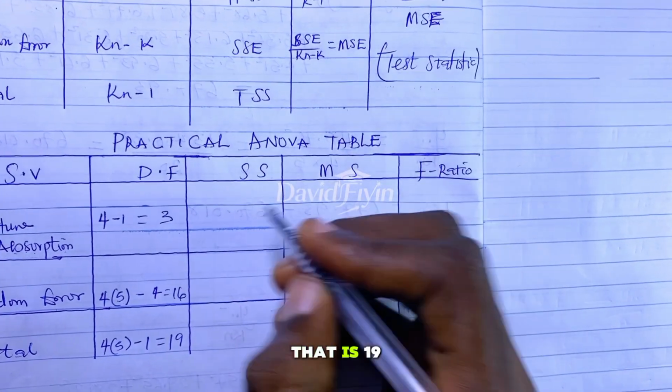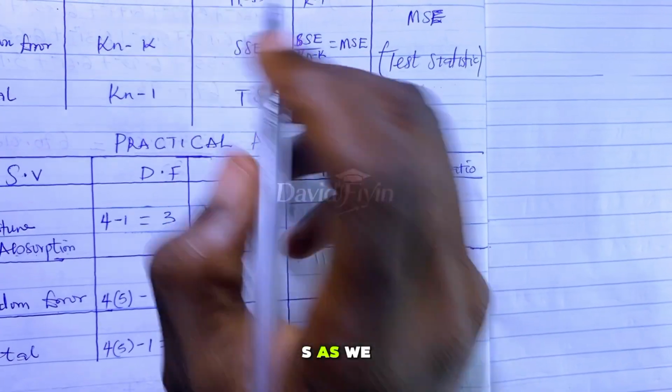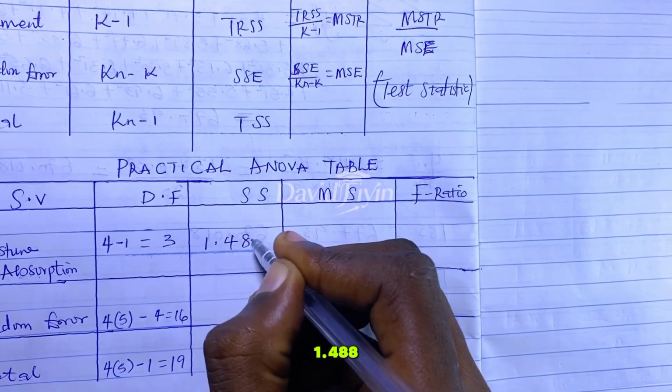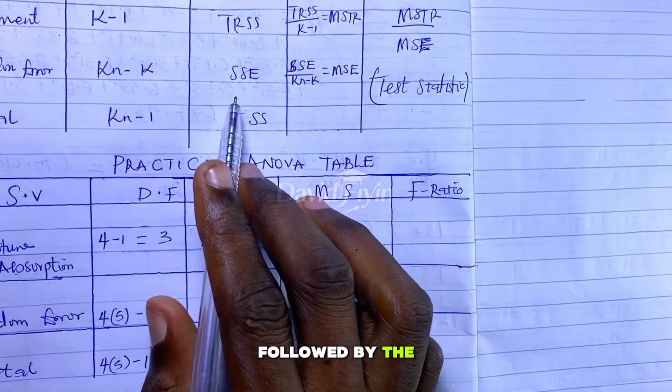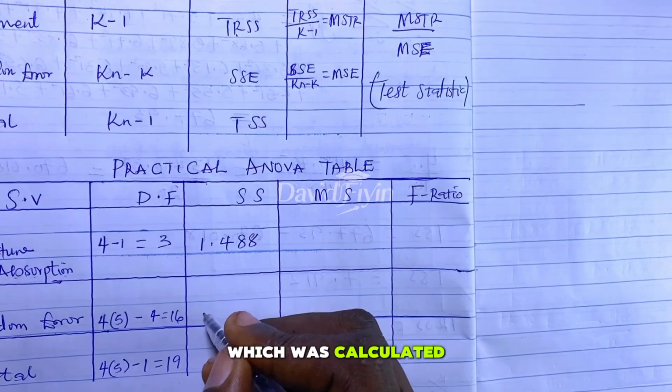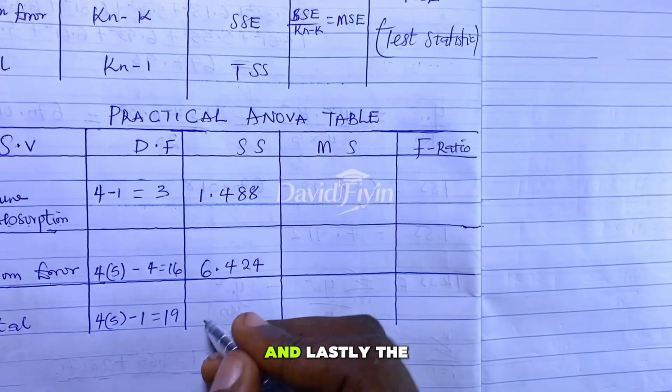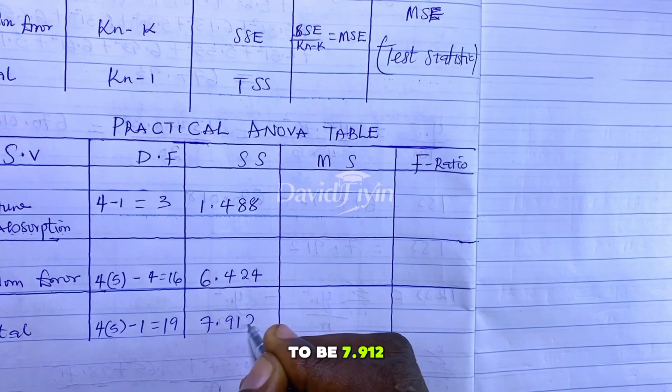For the sum of squares, the first one, which is the TRSS, as we have calculated earlier, is 1.488, followed by the SSE, the sum of squared error, which was calculated to be 6.424, and lastly, the total sum of squares, which was calculated to be 7.912.